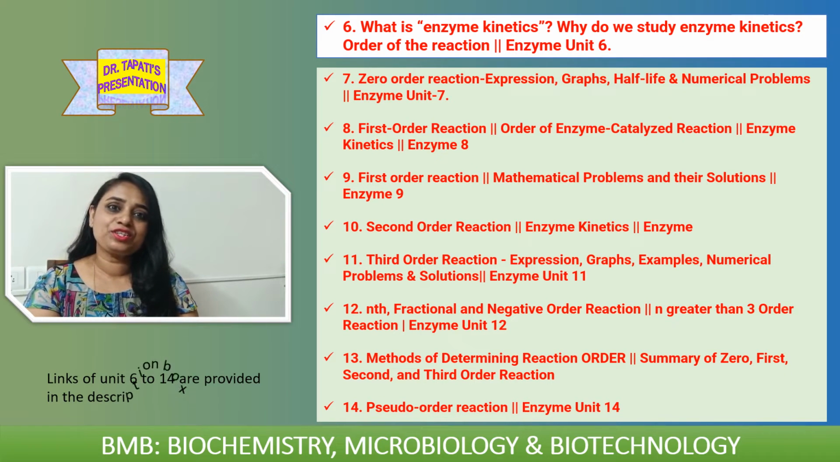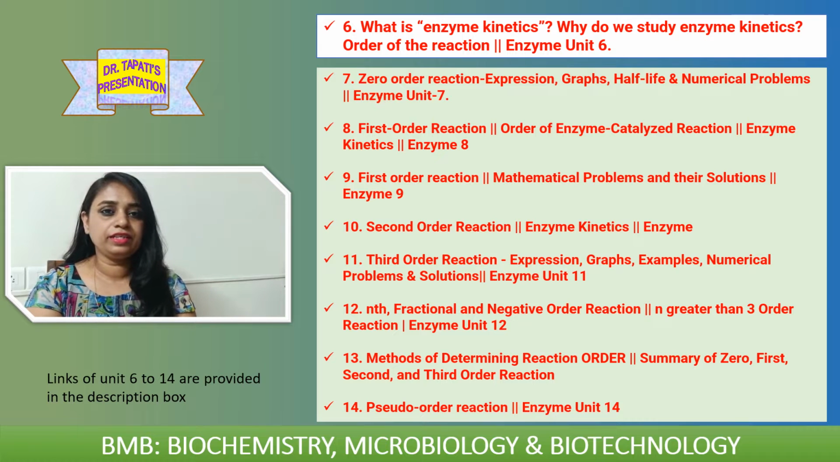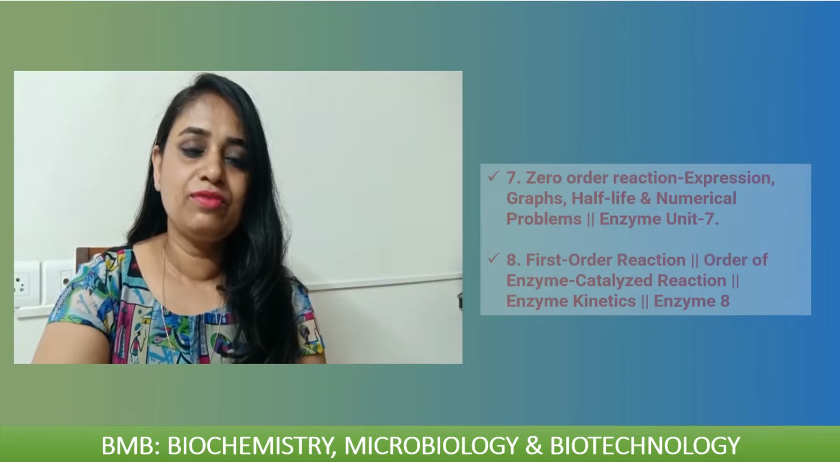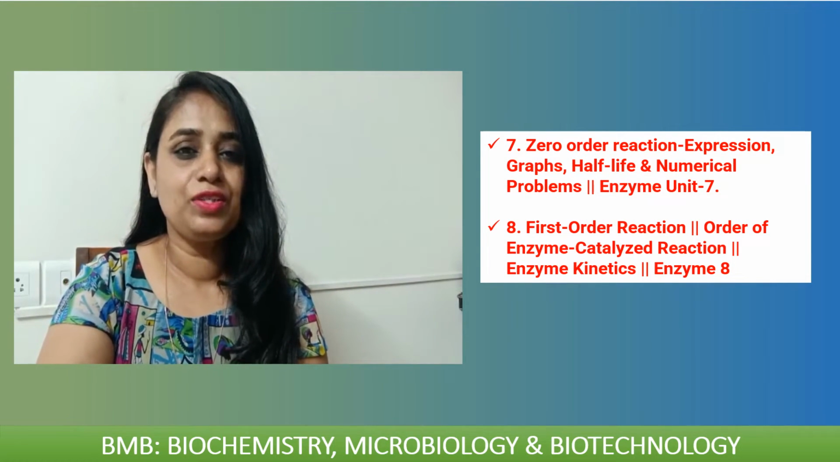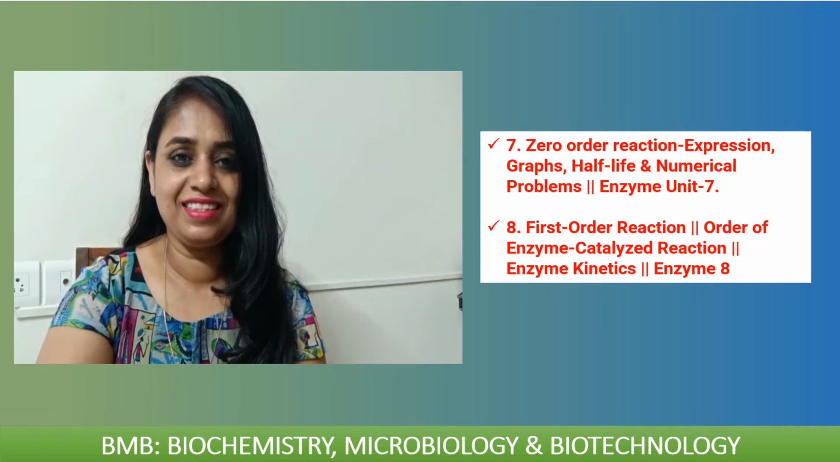I started discussion on enzyme kinetics in unit 6. I discussed what is enzyme kinetics, why should we study enzyme kinetics. After that I have started discussion on order of the chemical reactions. I have discussed zero order, first order, second order, third order, nth order and pseudo order chemical reaction. For complete understanding of enzyme kinetics, you should know at least zero and first order chemical kinetics.